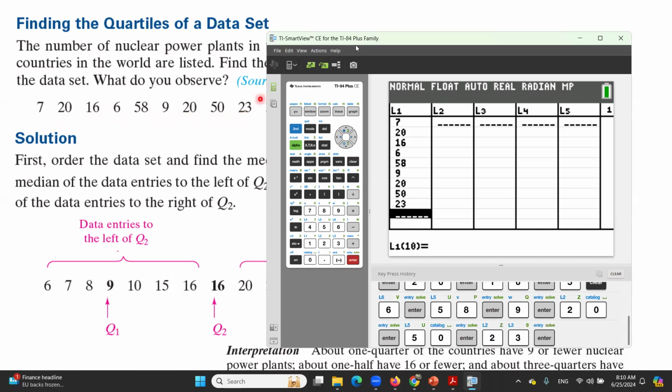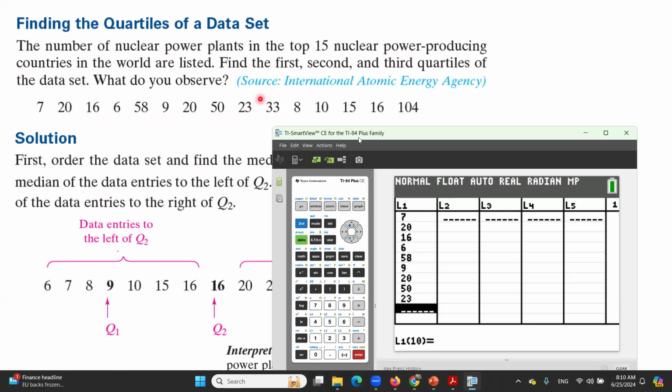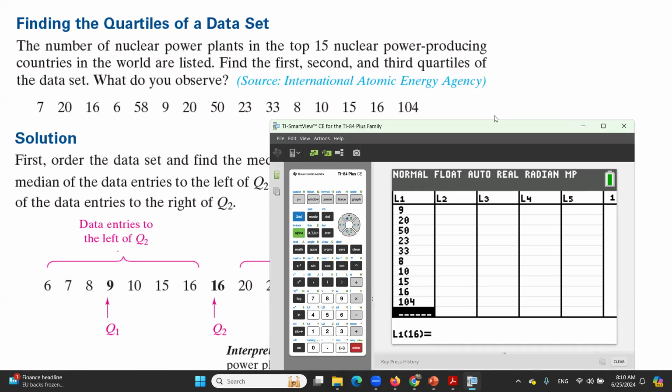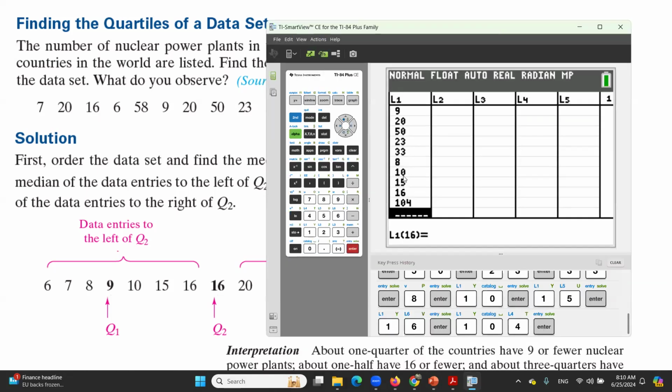23. We have more data. We have 33. We have 8. We have 10. We have 15. We have 16. And 104. Here we go. So let's take a look at our calculator. We entered everything in L1.